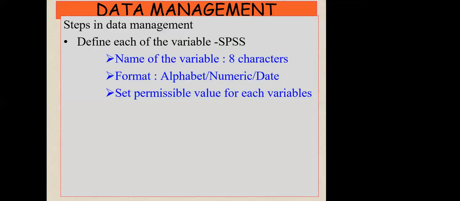And when you assign the name of the variable in SPSS, for each of these variable column names, make sure that they are limited. We make sure that they are a maximum of 8 characters. Start with an alphabet, and then the format for entering the data is either alphabet, numeric, or date. Set the permissible value for this, which means the number of digits you can enter, whether 4 digit, 5 digit, or 6 digit. For example, if you are entering the age of the person, you can set it as 2 digits. Suppose the maximum age is 90, you can set this. Suppose the income of the household is 6 digits, you can fix it as 6 digits.